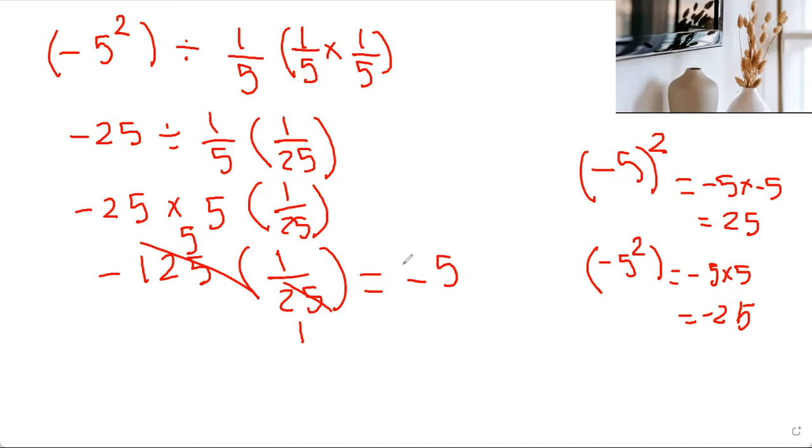And that's basically it. In North America, this is what we do. We go from left to right when it comes to division and multiplication, because a lot of people get confused about the order, but this is the order that we follow.